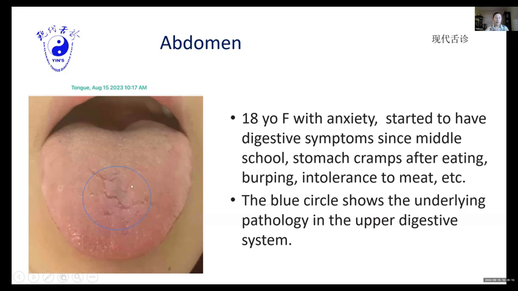this is the upper GI, and you can see there are a lot of cracks, and it's also sunken, and the color is much darker in this area. And also you see her anxiety: the red dots on the tip, and the tip is red. So even without the patient telling you, if you see a tongue like this, you know this patient has digestive issues and anxiety.